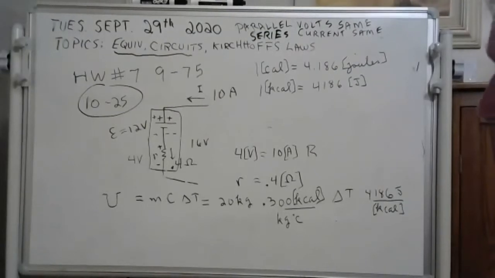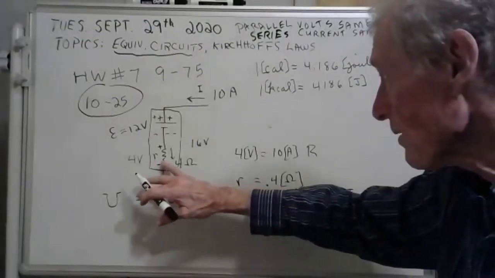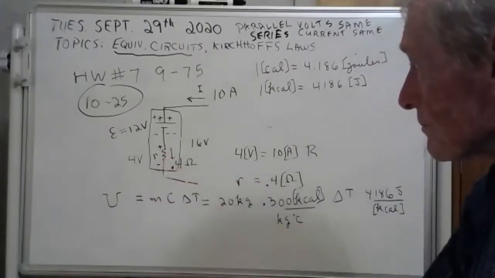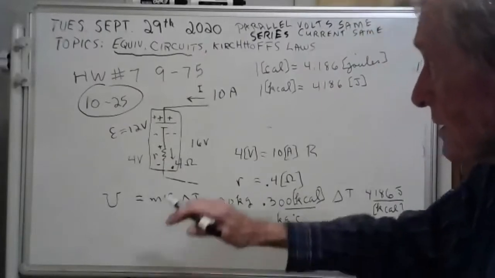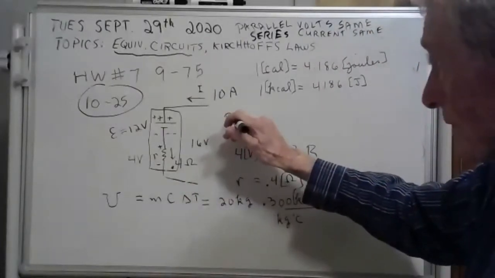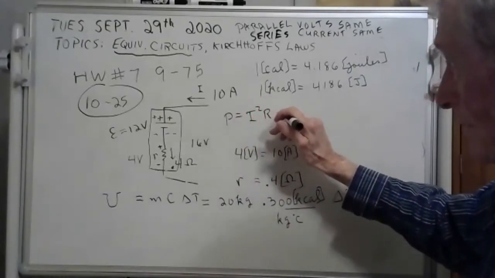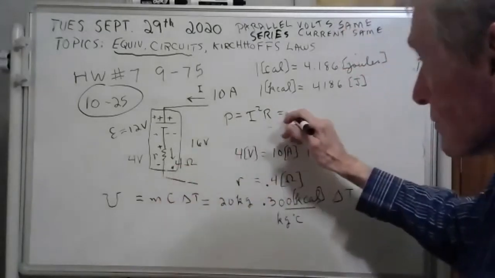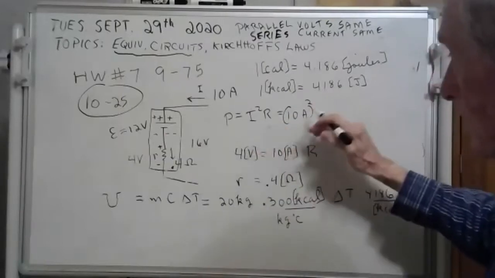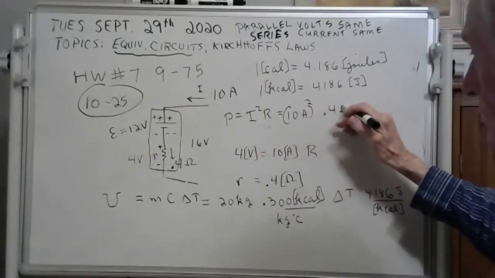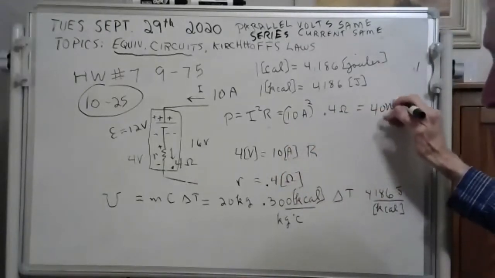But I tell you what we do know. We know we can find the power used in that little resistor. And you know the equation for that, P equals, here's my favorite, I squared R. We know the current, it's 10 amps. And R is 0.4 ohms. We did this before, I just got mixed up. And yeah, we get 40 watts, that's it.